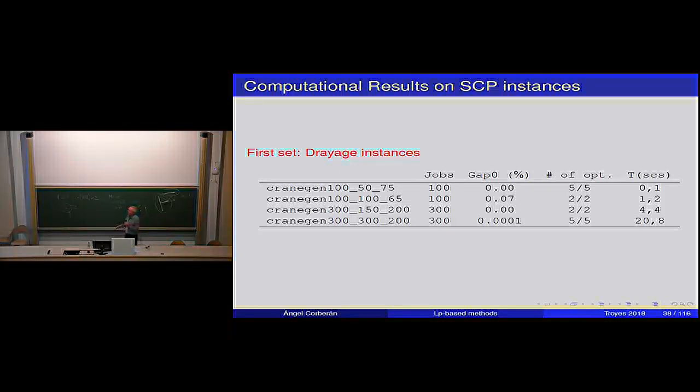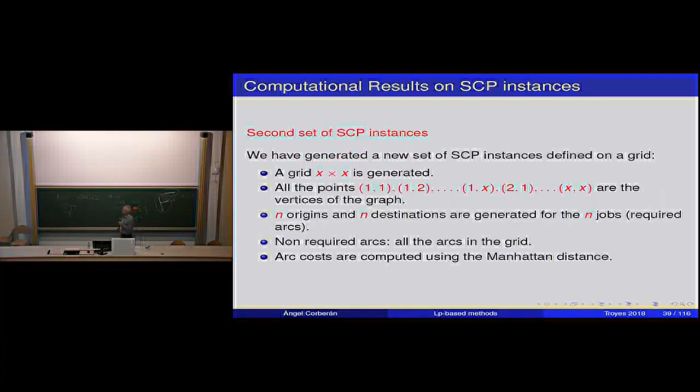transporting the containers. And just to show you that we were able to solve to optimality all these instances in this time. But a very important thing is that the gap 0 means the gap at the root node. So we were able to solve only with the cutting plane algorithm. We were able to solve most of these instances without branching or using branch and cut.